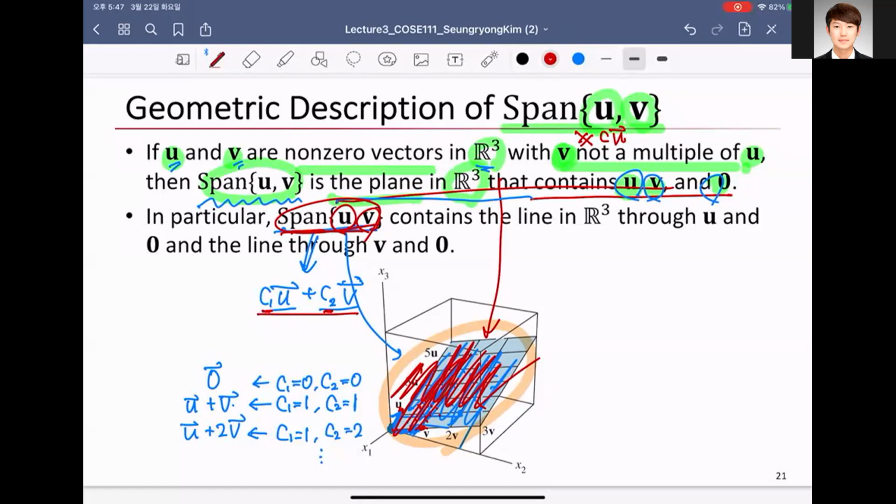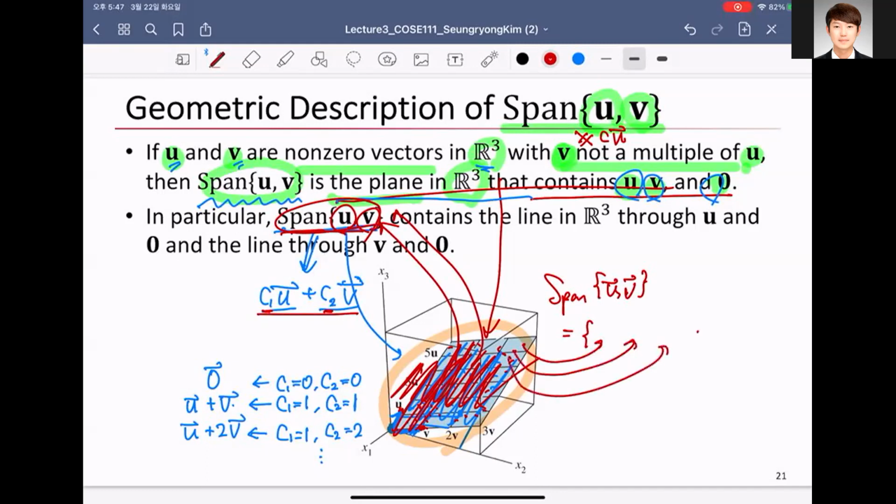그러니까 결국에 이 플레인에 있는 모든 점들이 다 스팬이에요. 이렇게 쓰면 더 헷갈리나? 이렇게 써줄게요. span u, v는, let's think of this. This is a set. Set of this vector, blah, blah, blah. Whole linear combination of the u and v. Okay.